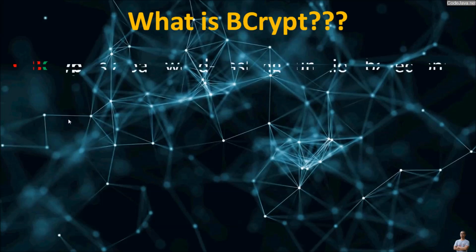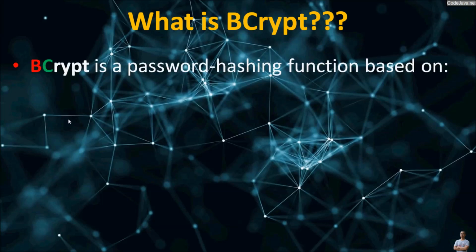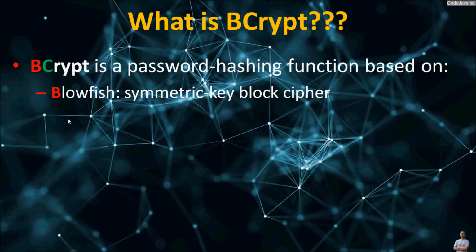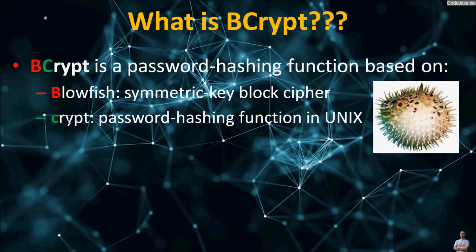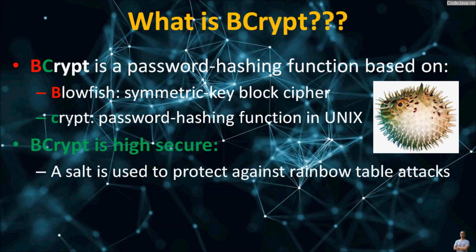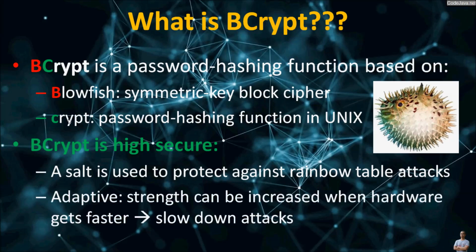So, what is BCrypt? BCrypt is a password hashing function based on Blowfish, a symmetric key block cipher algorithm, and crypt, which is a password hashing function in Unix. And BCrypt is highly secure because a salt is used to protect against rainbow table attacks, and it is an adaptive hashing function. The cryptographic strength can be increased when computer hardware gets faster. That means the hashing function can be configured to run slower, which also means it can slow down attacks.